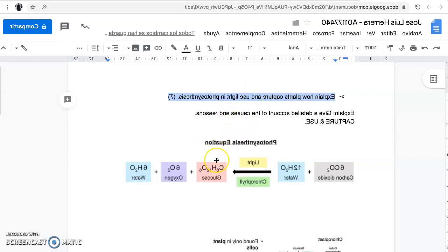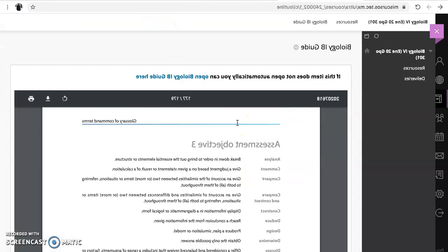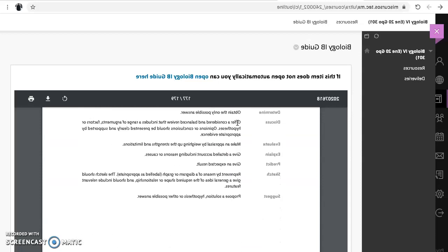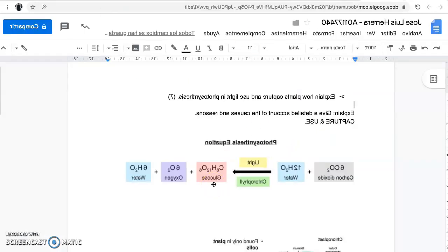So first of all, we need to identify the command term, which is, in this case, explain. The command term is almost always the first word of the question. Now, according to the IB guide from 2016, the command term explain requires a detailed account of the causes and reasons. And if you don't believe me, let's go to the IB guide 2016. Here you go. Explain. Give a detailed account including reasons or causes. So now that you believe me, let's move on.